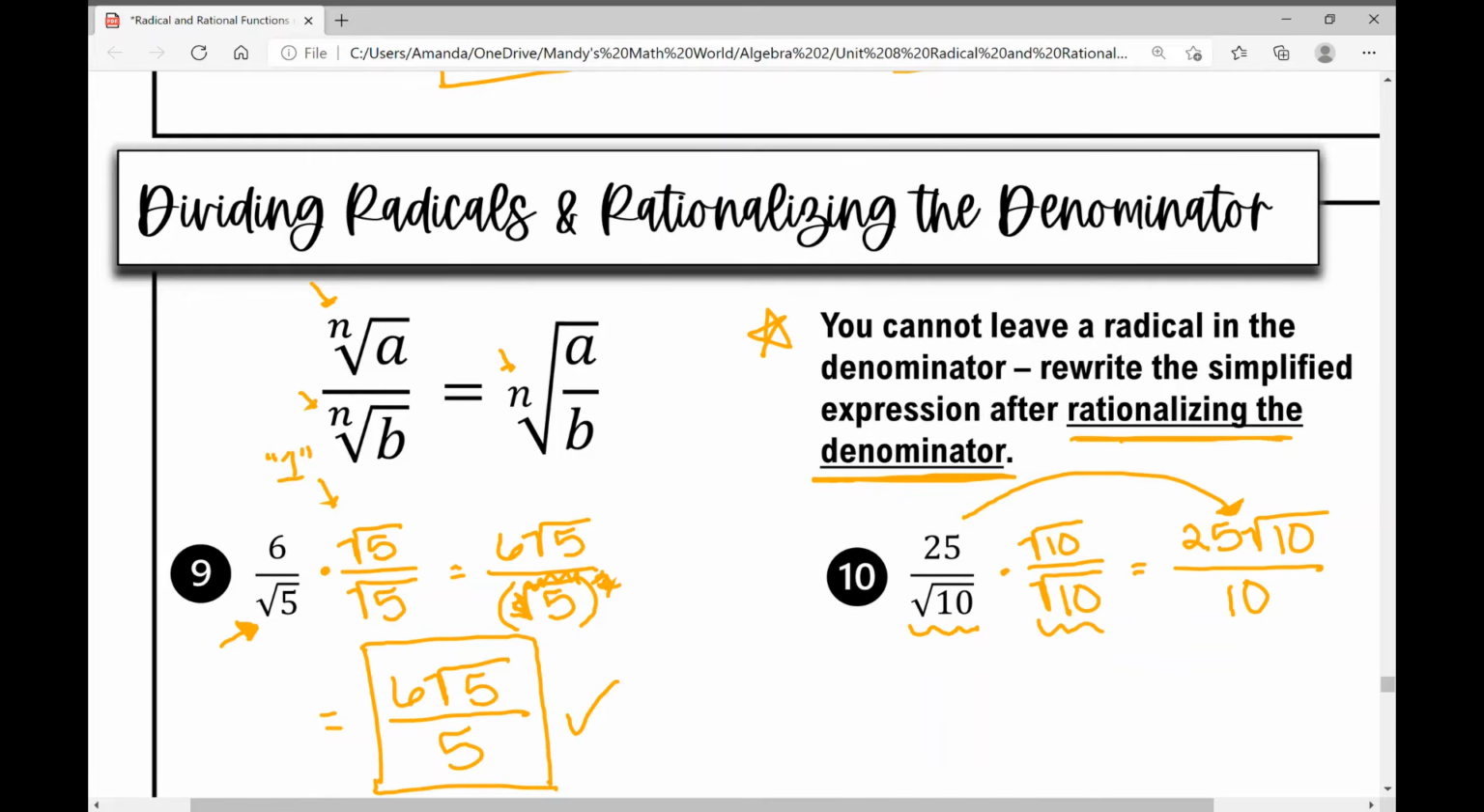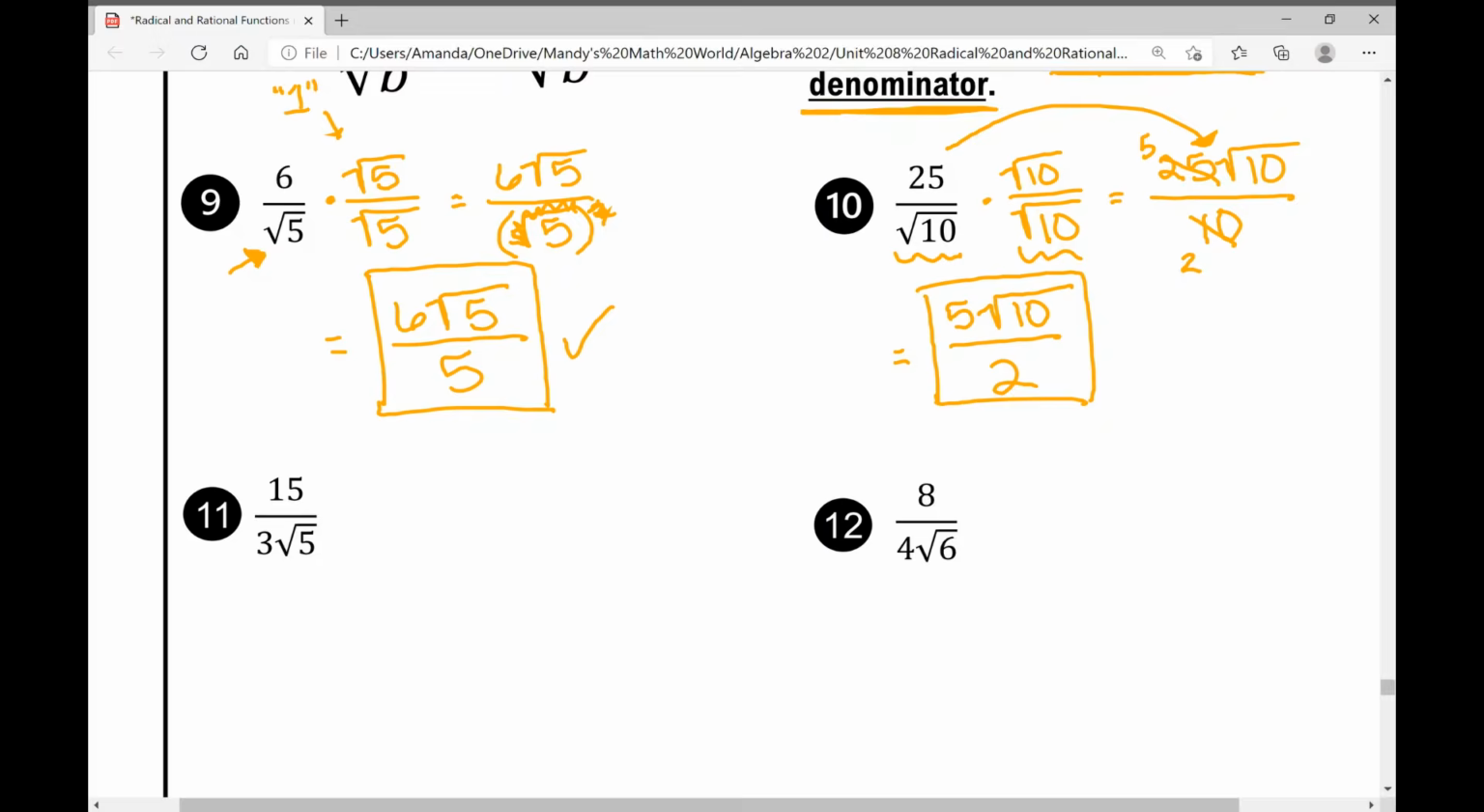What you have to remember at this point is 25 and 10, I can still simplify that. I can divide both numbers by 5. 25 divided by 5 is 5. 10 divided by 5 is 2. So I can rewrite this and put it in an even simpler form as 5 times the square root of 10 divided by 2. And that is my answer. Let's move on to 11 and 12.